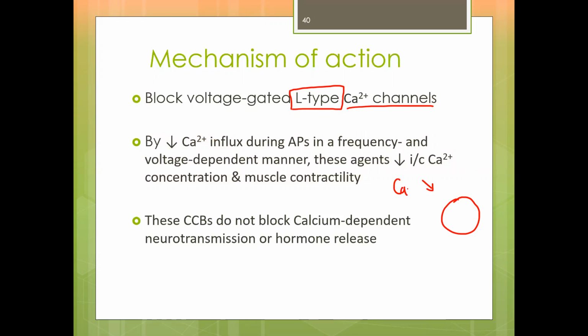So during action potential, we are expecting calcium to go in. But when we block the L-type calcium channels with the calcium blockers, there will be reduced calcium going in during the action potential. So we don't get so much calcium going in. So this will reduce calcium concentration inside, and also the muscle contractility. It reduces the muscle contractility.